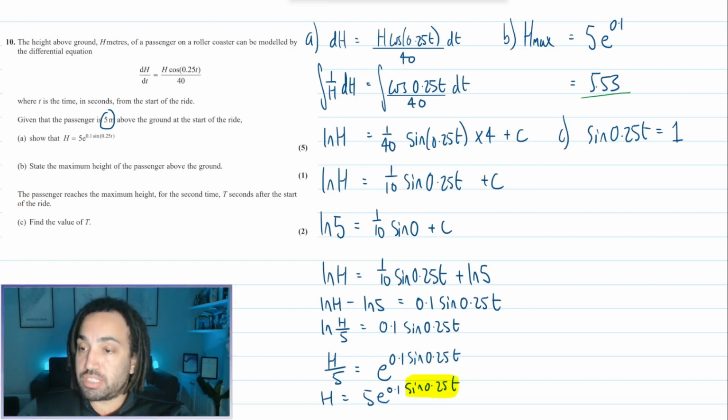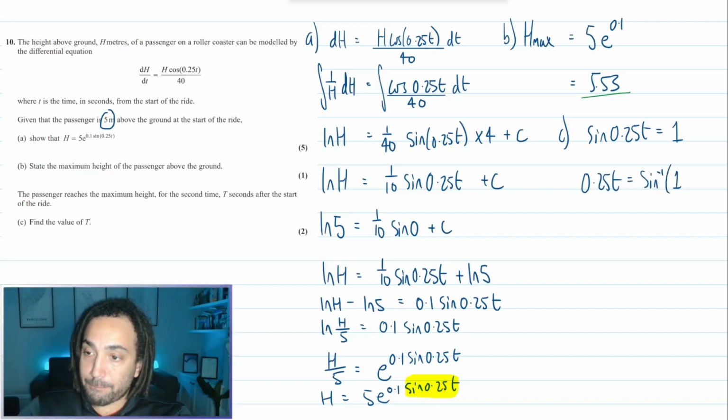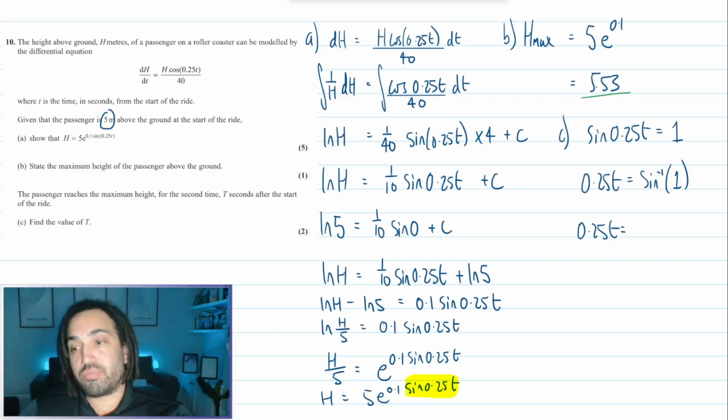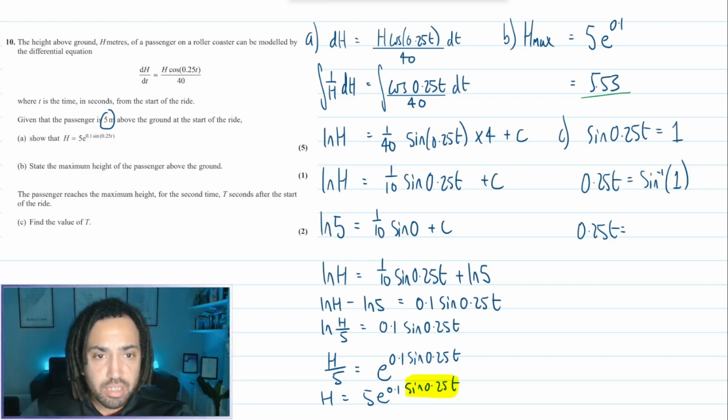So sine to the minus 1 of both sides, and that will give me sine to the minus 1 of 1 is, are we in radians here? Yeah, I suspect so. So does it actually say? It doesn't say, so if in doubt use radians.